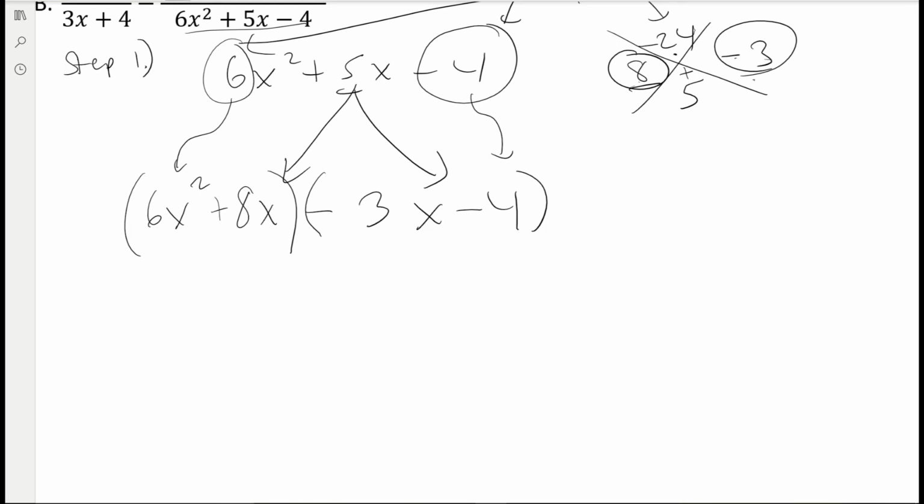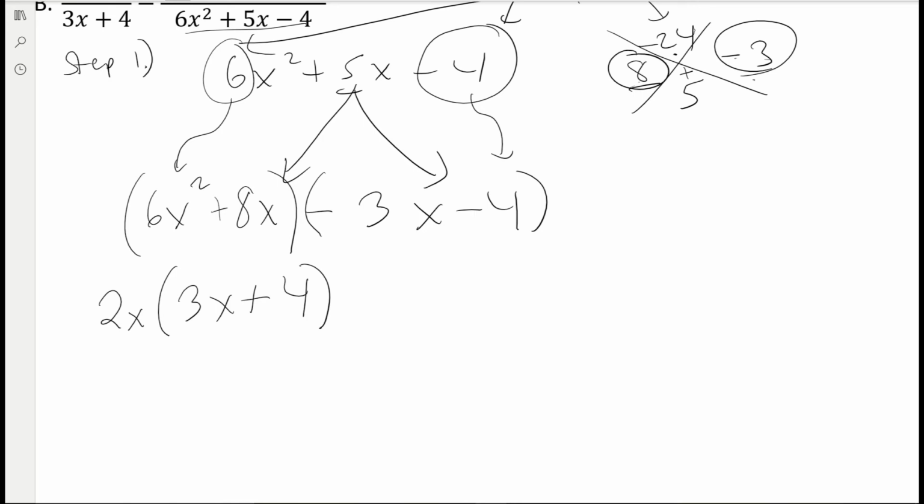So from this first group, I can pull out a 2, I can also pull out an x. So I'm going to pull out a 2x here. So 2x times 3x is 6x squared. I got a plus sign here. 2x times 4 is 8x.